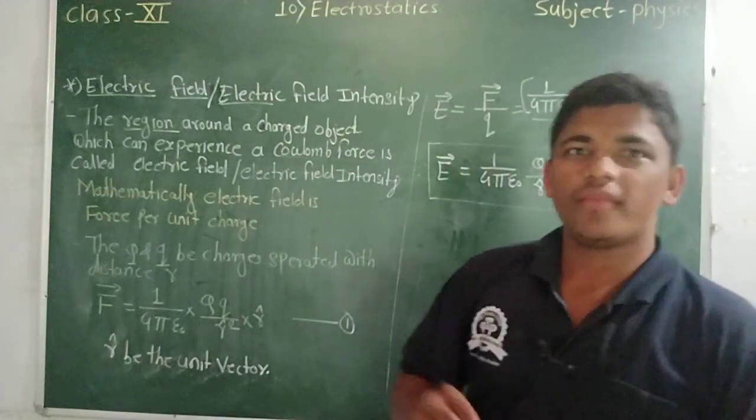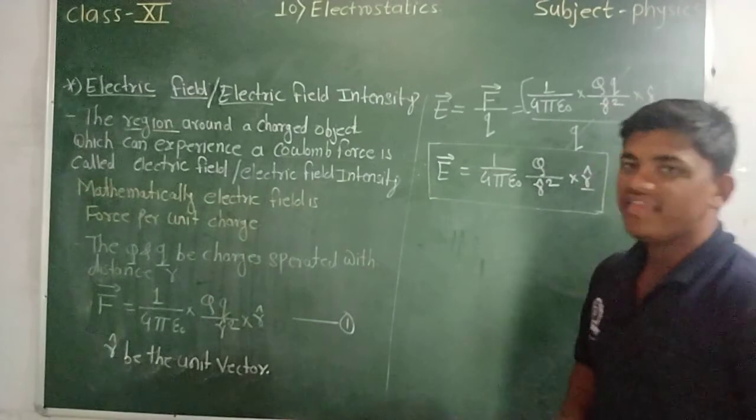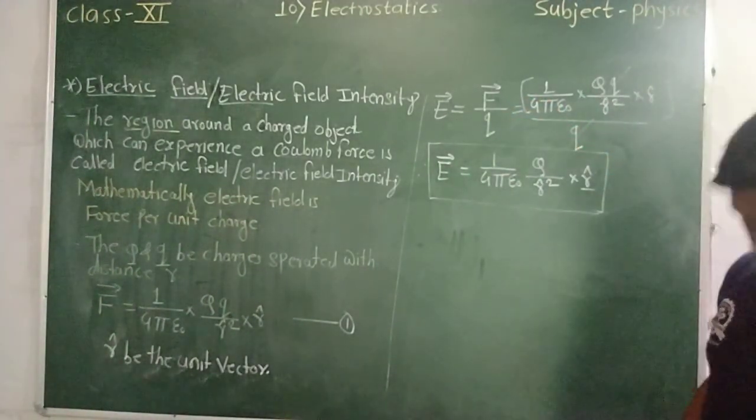The SI unit of electric intensity is Newton per Coulomb. Why will it be Newton per Coulomb? Because this is force per charge, Newton per Coulomb.